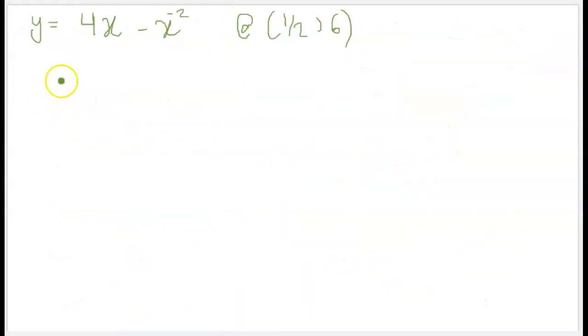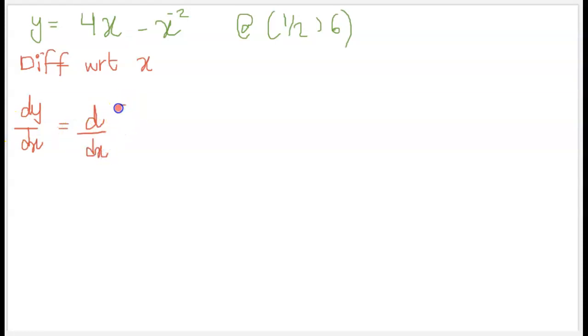Okay. The next part, let's say y equals 4x minus x to the minus 2, and the point is half comma 6. So point is that. So let's have a look at this one. I'm just going to differentiate with respect to x. So I got a dy over dx, which is d over dx on the other side as well.